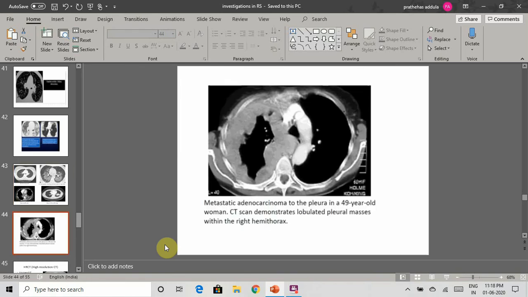Current CT image shows metastatic adenocarcinoma to the pleura in a 49-year-old woman. CT scan demonstrates lobulated pleural masses within the right hemithorax. This should be differentiated from mesothelioma.